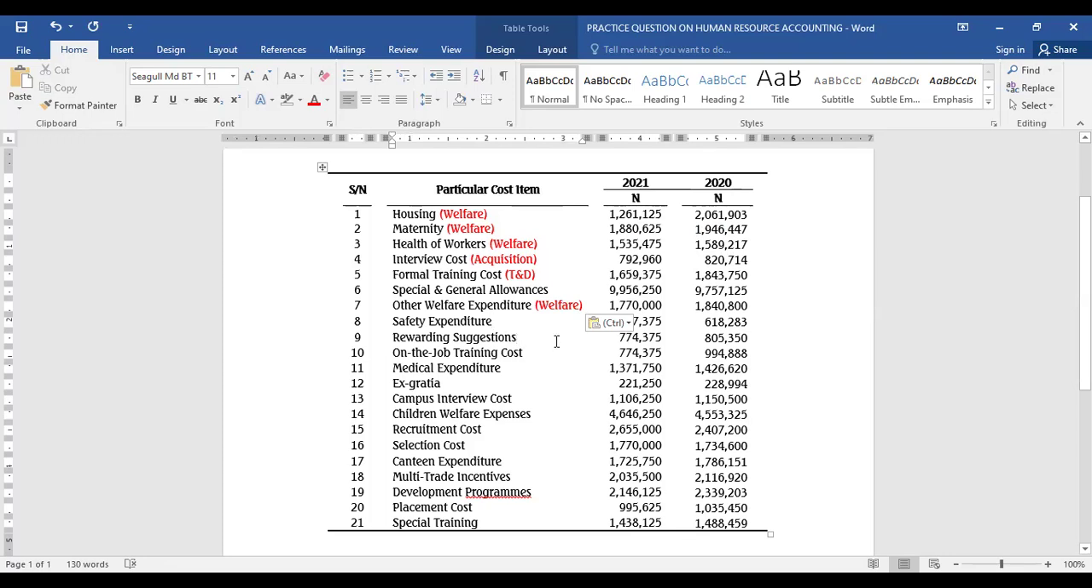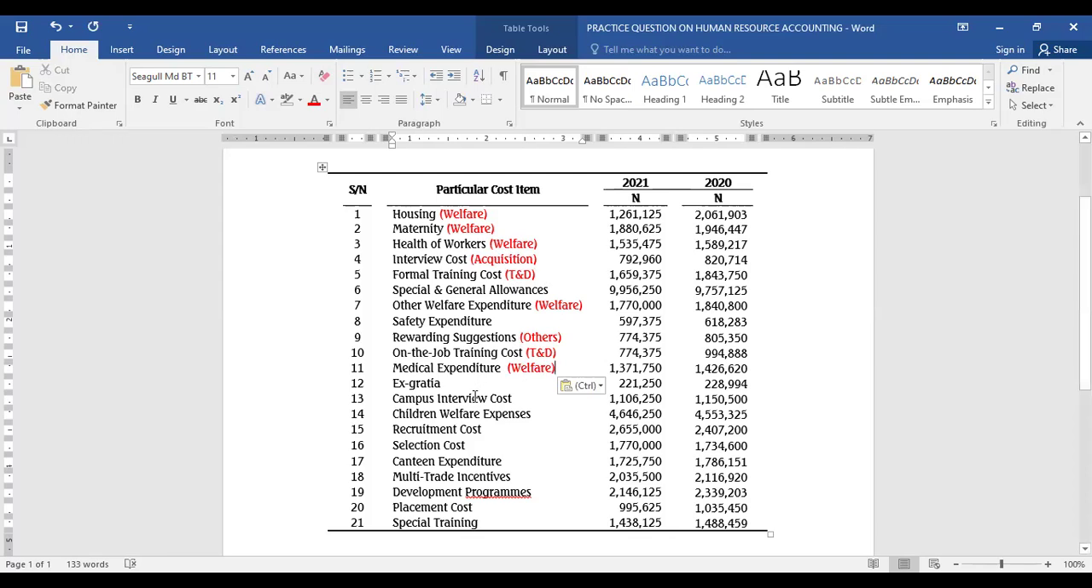Rewarding suggestions. Rewarding suggestion is not welfare. It's not training and development, and neither is it acquisition. So I can safely call these others. It does not have to do with your welfare. It's just you going above board to do extra for which you are now being rewarded. On the job training, that's very clear. That's T&D, so no debate about that. Medical expenses is welfare, no doubt.